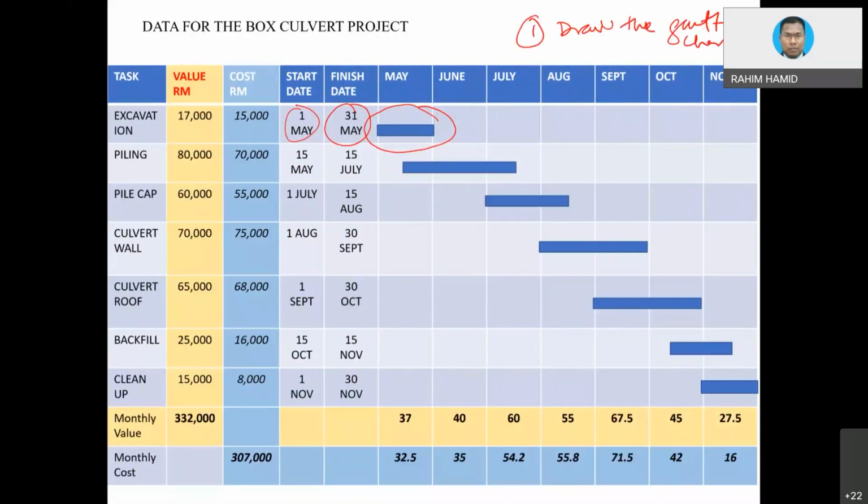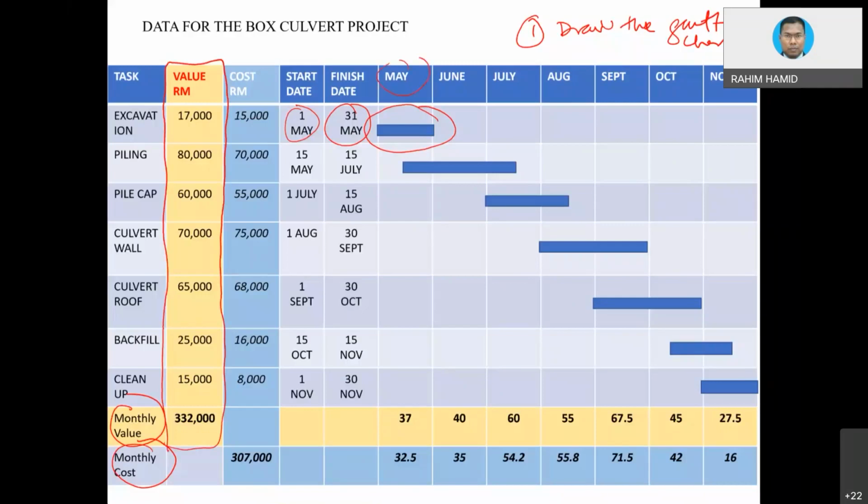Then the second step is basically to get the monthly value and the monthly cost. We need to have those two values first, in terms of value and in terms of cost, but monthly, according to the month. Now let's focus on this color only. Let's go for the first month, May.